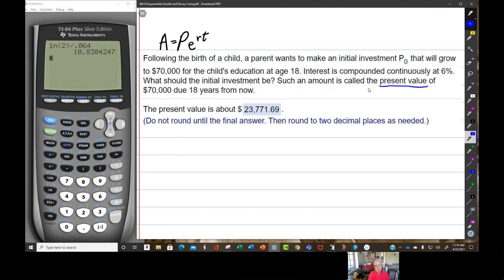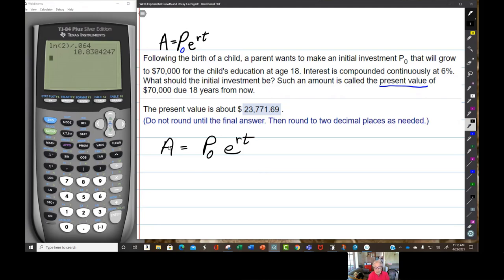Business majors, take notice. Present value of $70,000 due 18 years from now. When we wake up on that day, A will be the present value in the future. It's too difficult for me. Okay, so what we need first from this general formula is the specific formula. So first I'm going to write down the general formula again. And then I'm going to write down what I know.